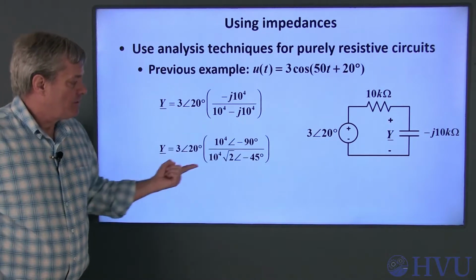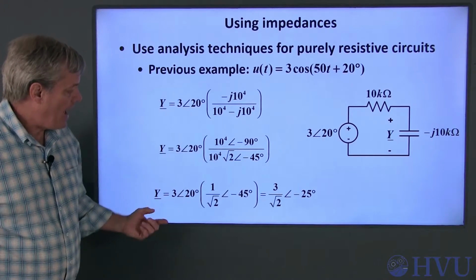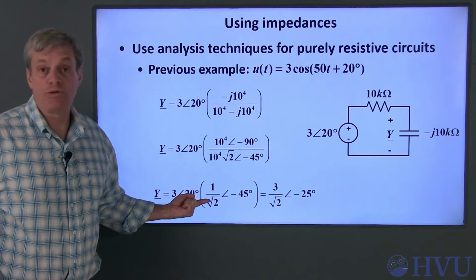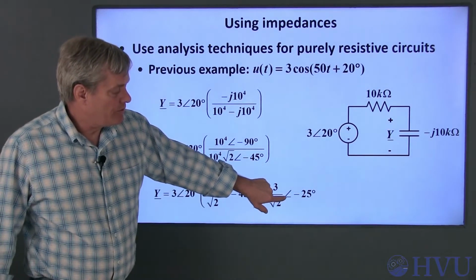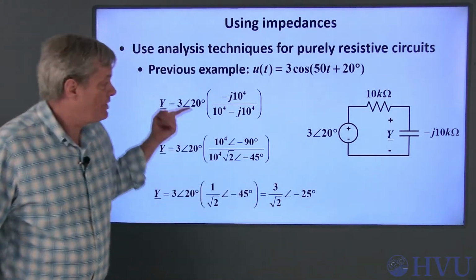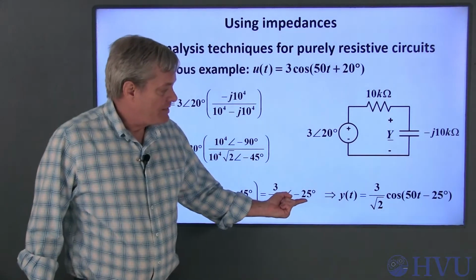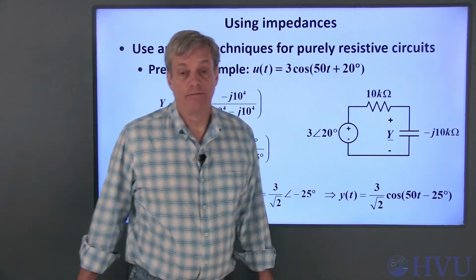Converting the denominator into polar form gives us this. Canceling these out, the phasor Y is 3 at an angle of 20 degrees times 1 over root 2 at an angle of minus 45 degrees, which is 3 over root 2 at an angle of minus 25 degrees. This is the same result we got before, we just got it a lot easier. This gives us the magnitude and the phase angle of the sinusoid representing the voltage across the capacitor.